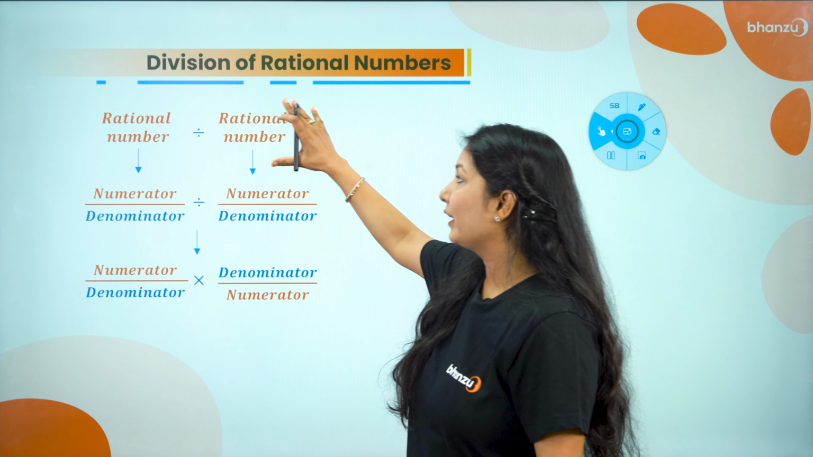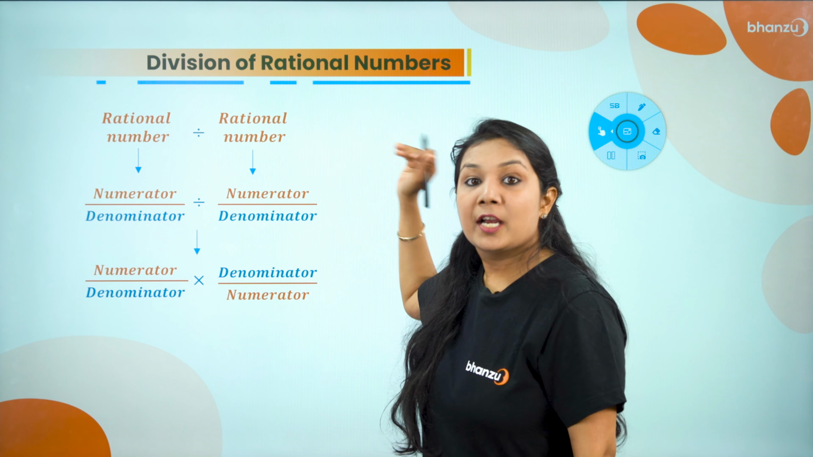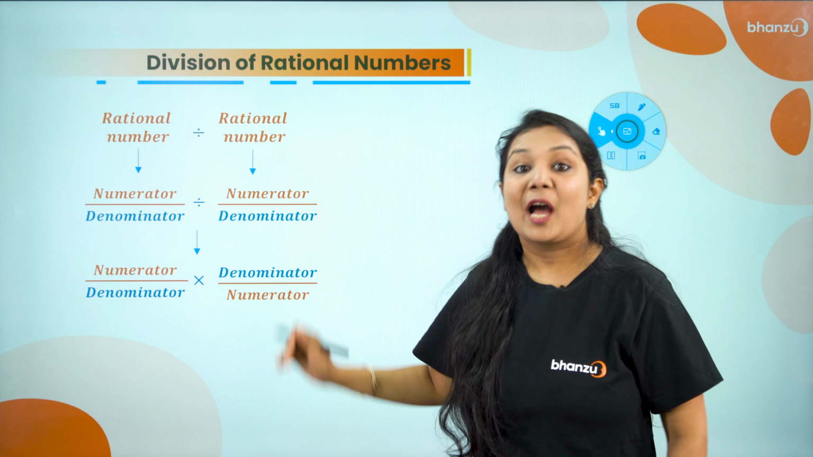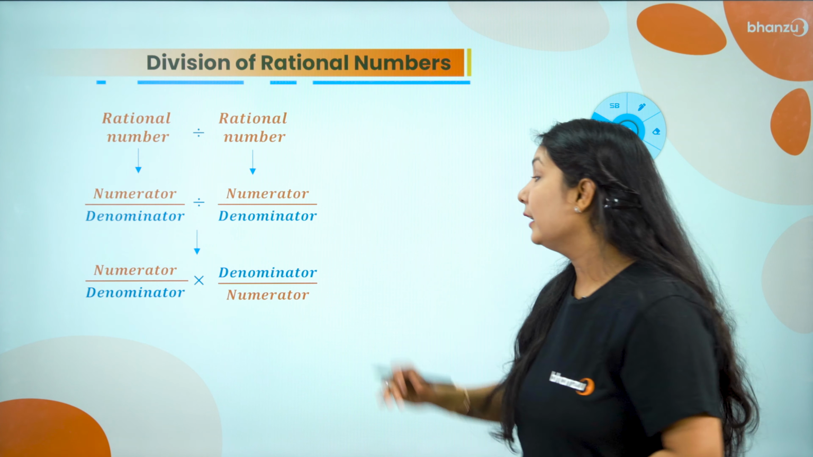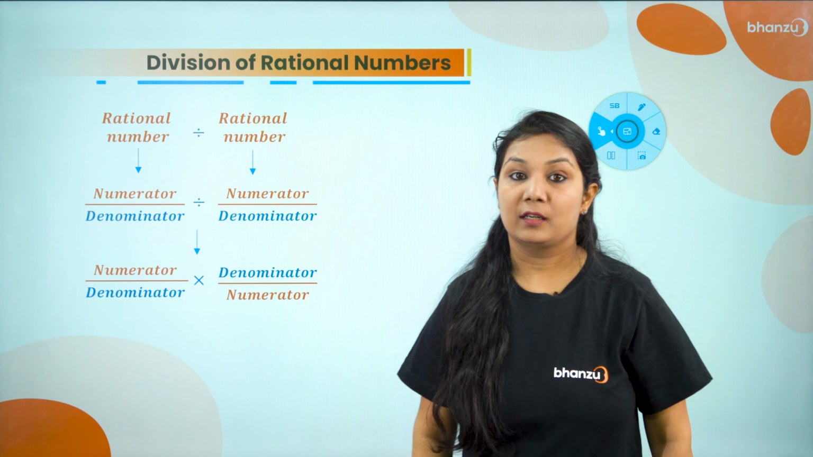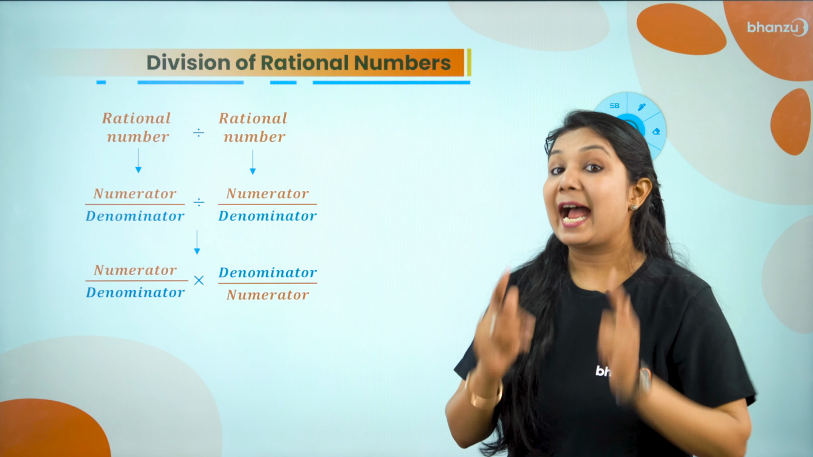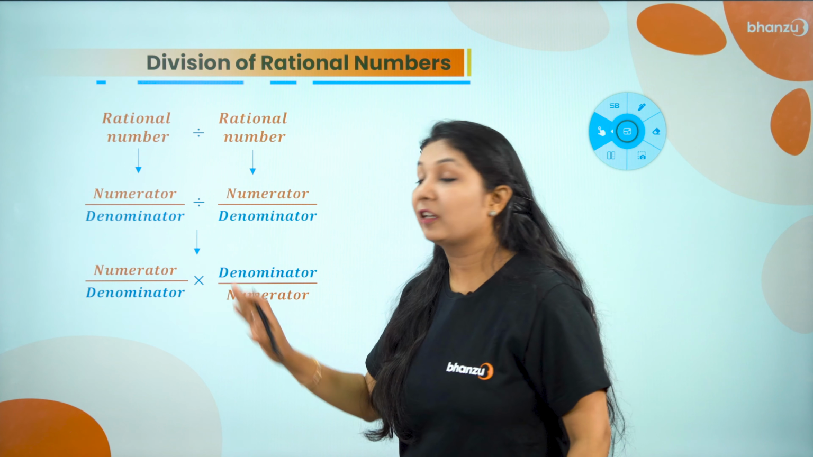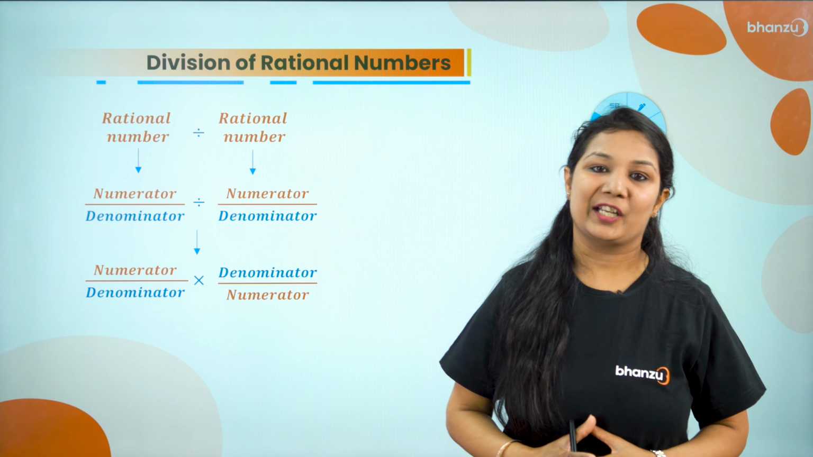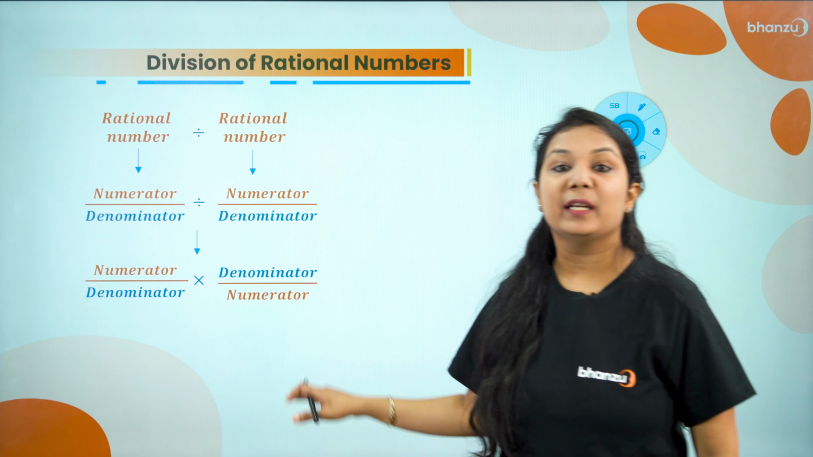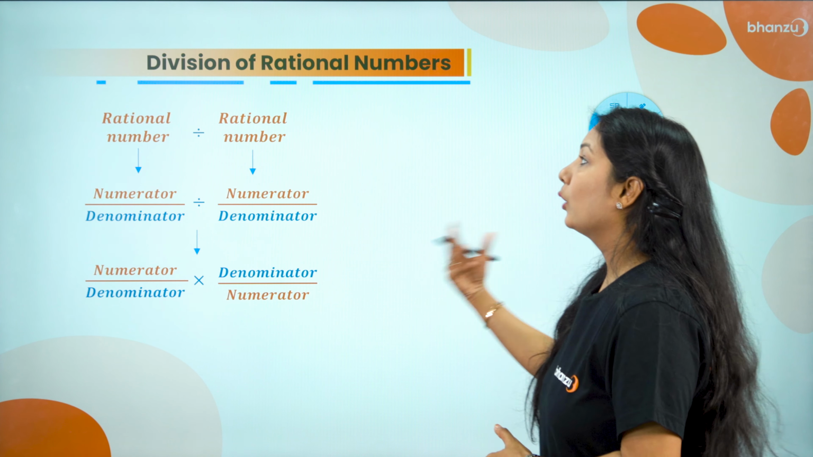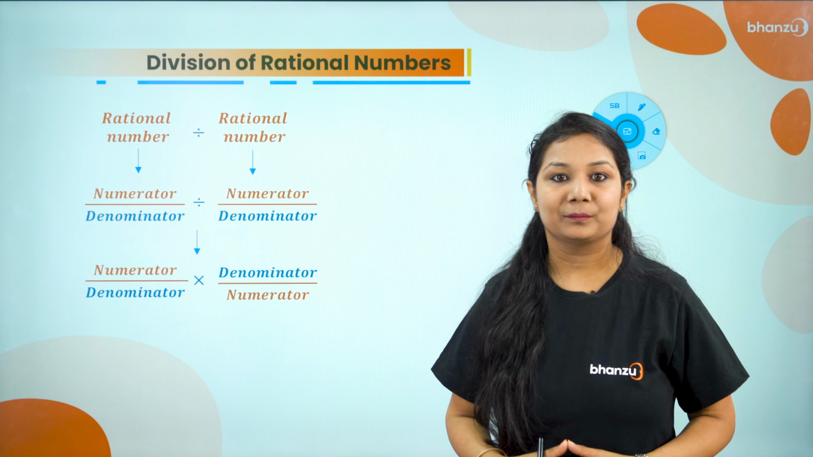So now you have a rational number in the second number also. So numerator upon denominator. But if you do its reciprocal, what would we get? We would get denominator upon numerator. And when do we get that? As and when the division sign gets converted into multiplication. Got it? So numerator upon denominator into denominator upon numerator. This is how you get your concept.